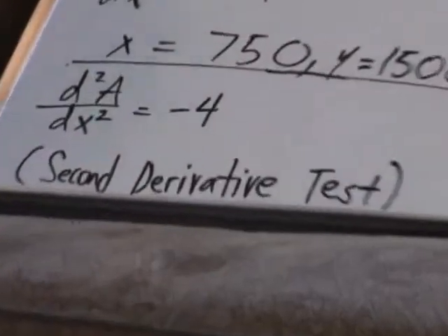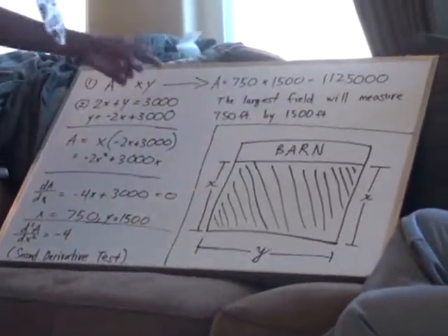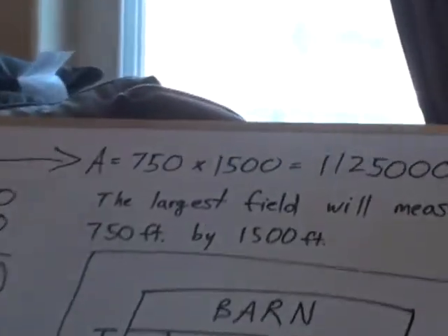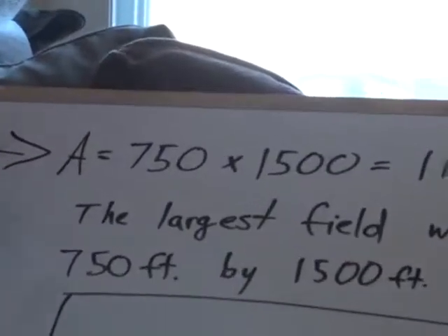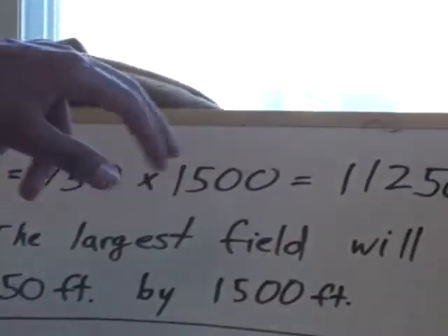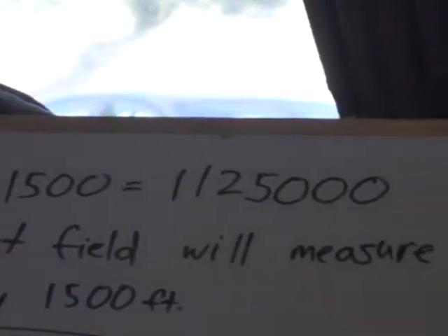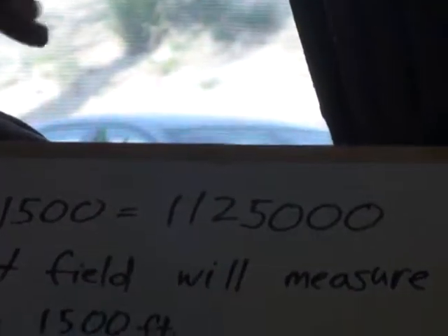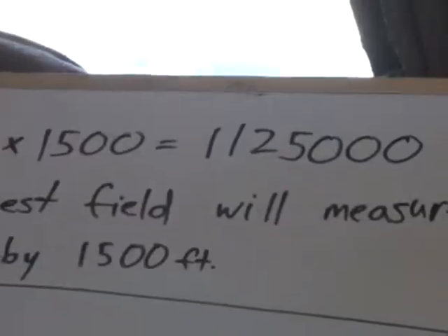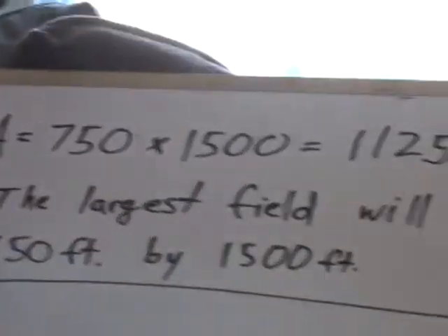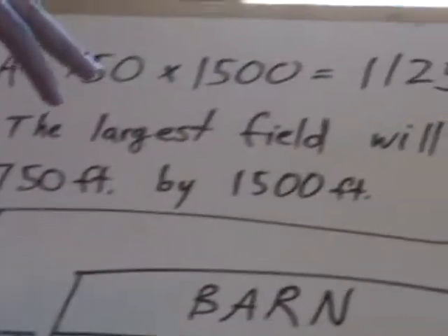Okay, now let's see how much area we have to work with. Let's see how much we have to offer that greedy Mr. DeBroglie. Once we plug in our x and our y, for our area we get A equals 750 times 1,500, which is equal to 1,125,000 square feet. Now we say that our largest field will measure 750 feet by 1,500 feet. Now that is optimization. I did not jip you.